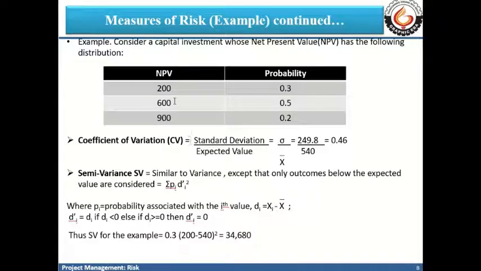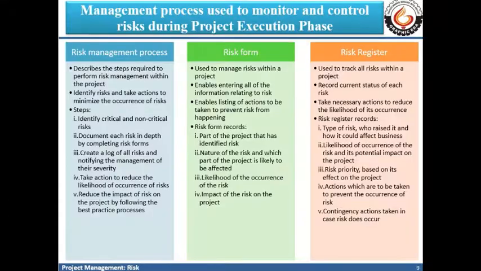So only those NPV values which are less than the expected value or the weighted mean are taken, and their difference from the weighted mean is taken, squared, multiplied by the corresponding probability, and we get the semi-variance as a measure of risk.